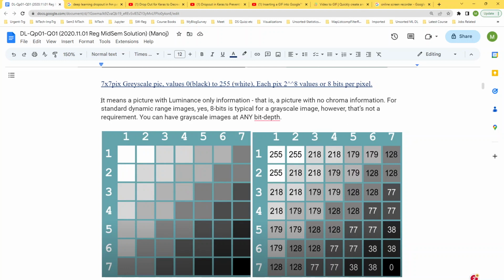Let me read this. The values we are representing go from 0 to 255. Black is represented as 0 and white is represented as 255. So any value in between is a shade of gray. Here you can see it's represented by 38, then 77, and then 128 for this gray. Likewise, the values increase until they reach white at 255. So shades of gray are represented from 0 to 255. I think everyone knows this one, right?